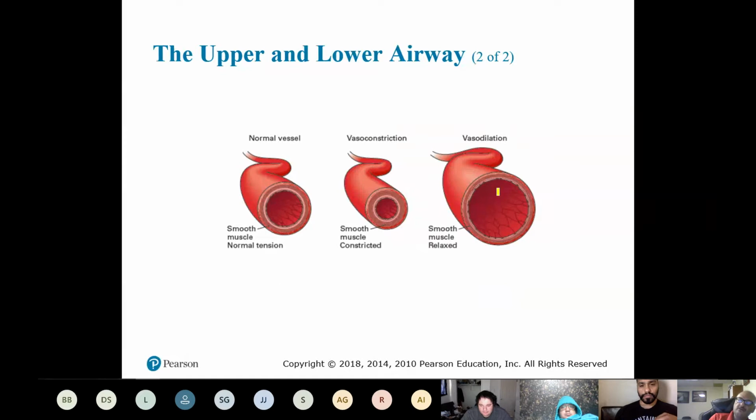Now, those bronchioles, the branches, they are smooth muscle. So they contract, get smaller, they constrict, actually, they constrict, get smaller, or they dilate, they get bigger. So when do you think your bronchioles would dilate, get bigger?